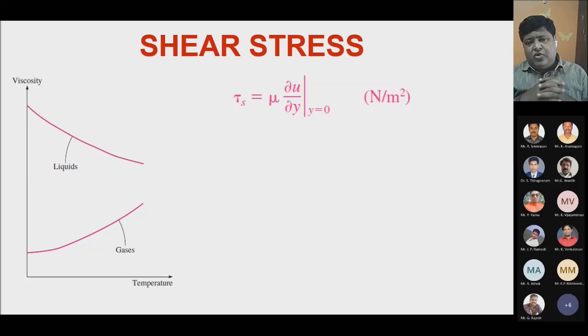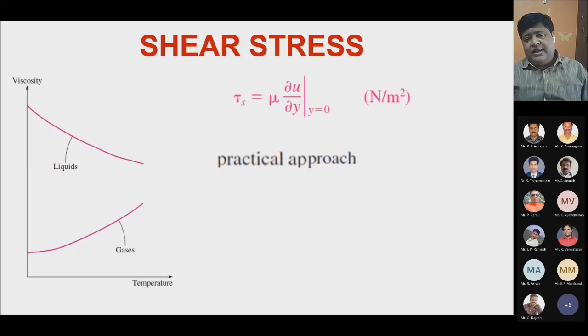So it means tau s is inversely proportional to y. As y increases, tau s decreases, and we have to add a proportionality constant. Mu brings in the fluid property. So for different fluids, you will have different dynamic viscosity that will play an important role in deciding the velocity change or the velocity gradient. So we bring in mu here as the proportionality constant.